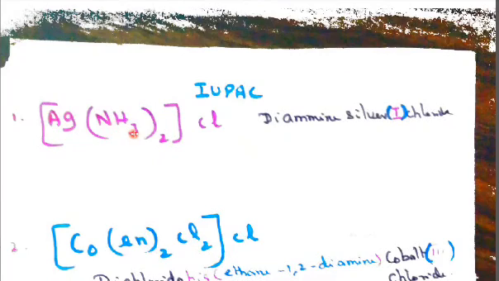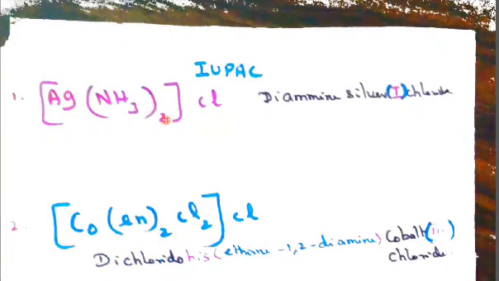First example, [Ag(NH3)2]Cl, enclosed in a square bracket with the counter ion Cl outside. Within a square bracket we should come from right to left. First the number, then the name of the ligand, then the central metal ion, and then the oxidation number of the central metal ion should be mentioned in Roman numerals. Then come the counter ions. First we say the cation and then the anion.